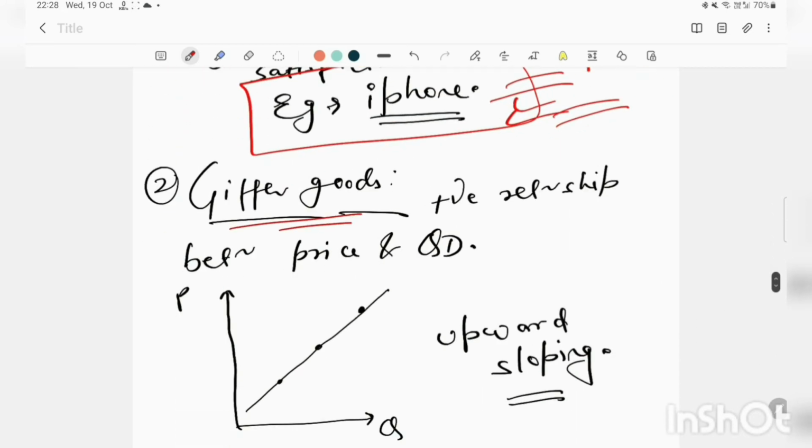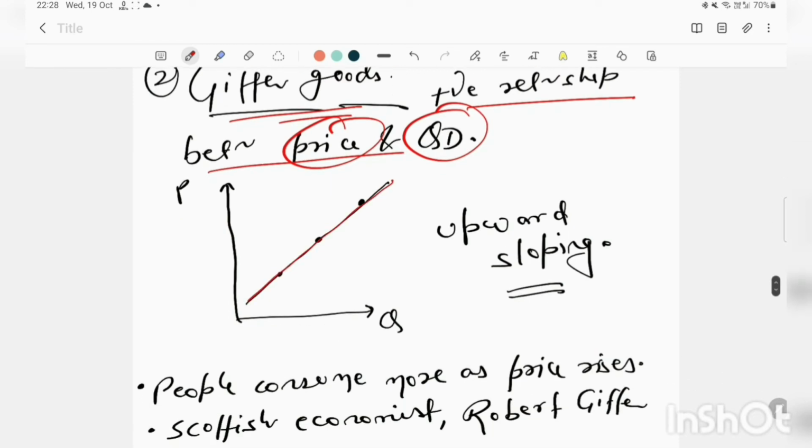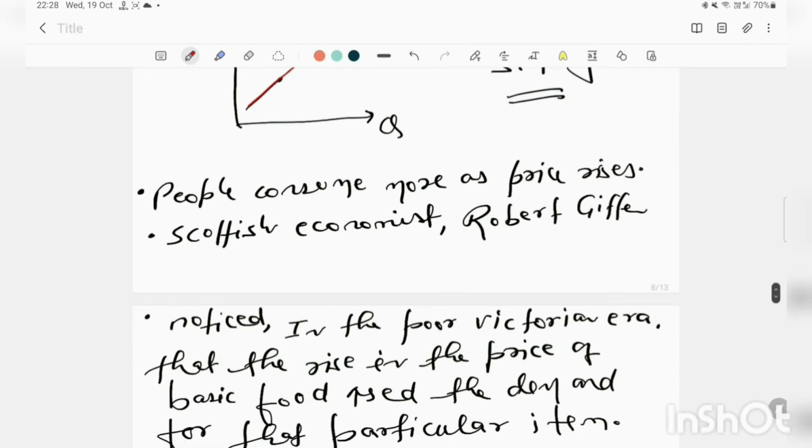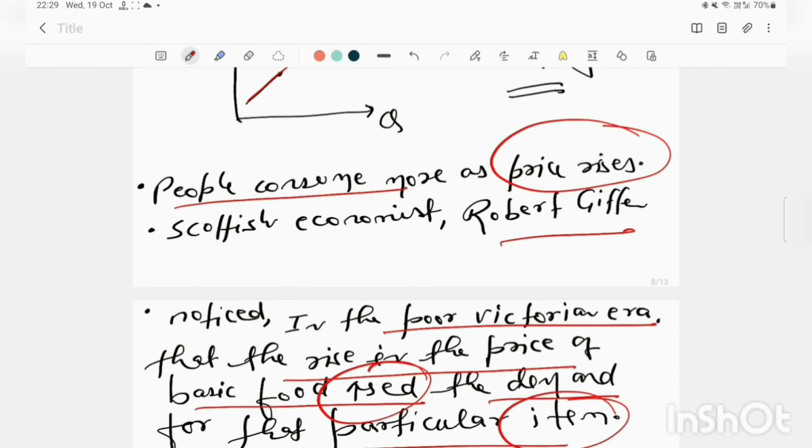The next one is Giffen goods, where there lies a positive relationship between price and the quantity demanded, as we discussed earlier for the case of Veblen effect. We can see from the graph also, it is an upward sloping trend, and many people get confused with the concept of Giffen good, so let's understand what a Giffen good is. A Giffen good is something people start to consume more when its price rises. It was first given by Robert Giffen, who was a Scottish economist.